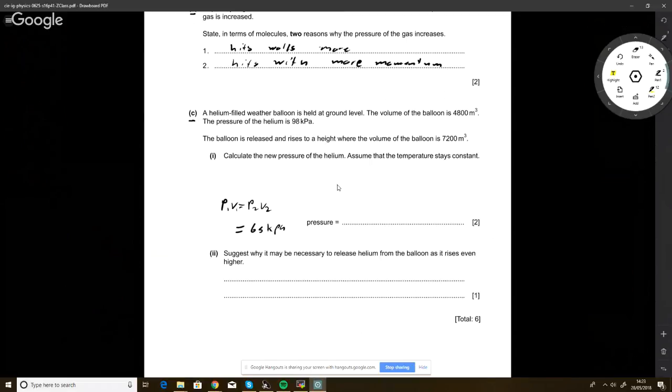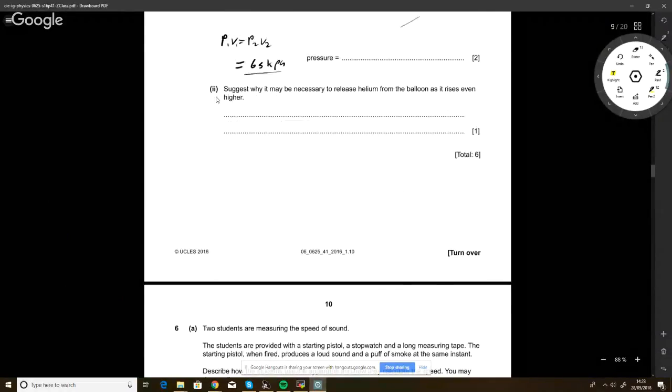A helium-filled balloon is held at ground level. The volume of the balloon is given, and the pressure of the balloon is this amount. The balloon is released and rises to a height where the volume becomes this much. Calculate the new pressure of the helium. Assume that the temperature stays constant. So whenever you see temperature stays constant, you can use PV equals a constant. So you basically just put in these different values that you've taken from there, and you should come out with that answer. Quite a straightforward question.